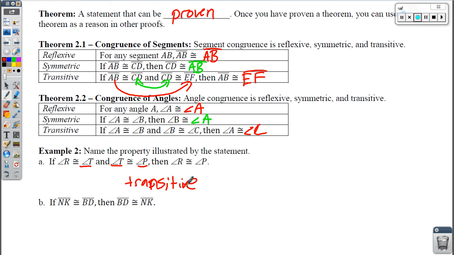All right, if segment NK, this is part B, segment NK is congruent to segment BD, then segment BD is congruent to segment NK. This is the symmetric property. So saying that we can flip a congruent statement around and we get a true statement still.